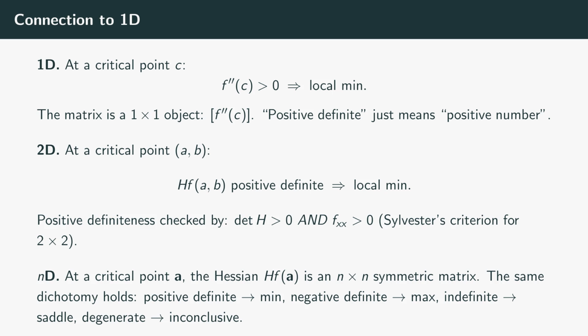The same story carries on to n dimensions. The Hessian becomes an n by n symmetric matrix of all the second partials, and positive definite is still the condition for a local minimum, checked by all n leading principal minors being positive. So the second partials test is not a special trick for two variables, it is the dimension two instance of a clean linear algebra dichotomy that runs all the way up.